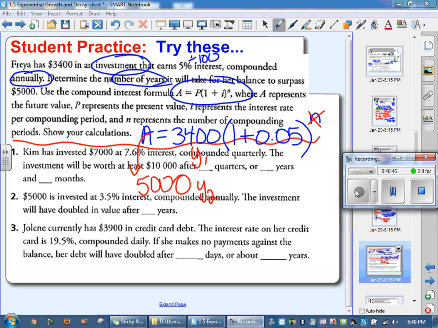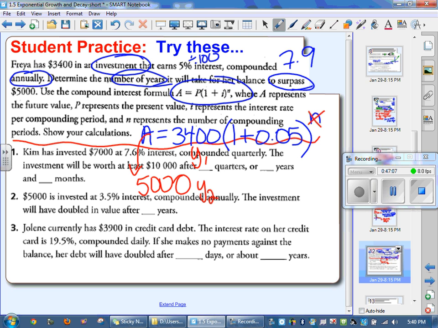So it wants to know, when will she have more? Surpass means more. When will she have more money in her account? Well, that means after 8 years. You have to round this up. So we're going to have 8 years there. So around 8 years, it'll take her to surpass or be more than $5,000 in her account.